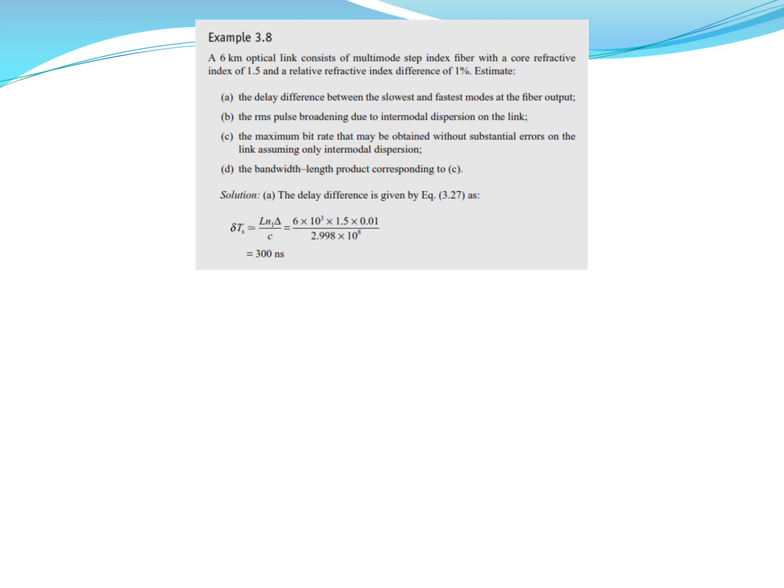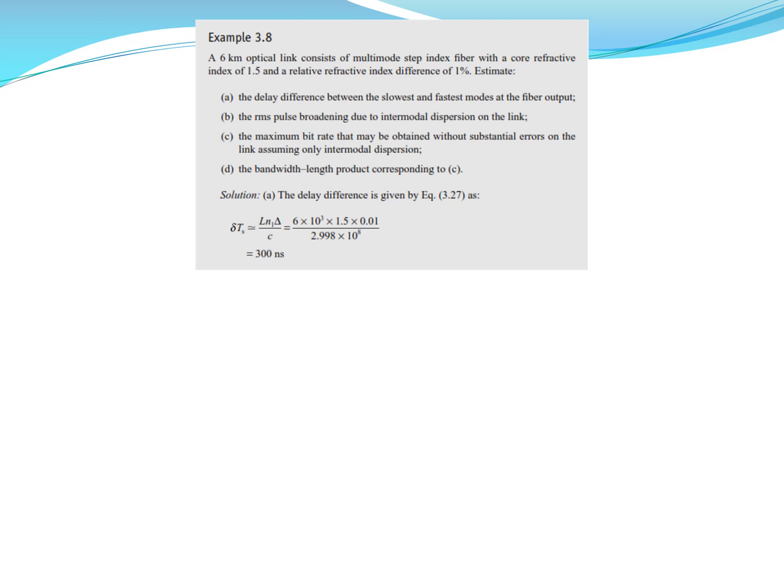The length of the fiber is taken as capital L, 6 kilometers, the core refractive index n1 is 1.5, and the relative refractive index difference delta is 1%, which is converted to a value by dividing by 100. We have to estimate the delay difference, delta Ts. Since it's a multimode step index fiber, delta Ts is given as L n1 delta by c, where L is 6 kilometers, n1 is 1.5, and delta is 1 by 100.